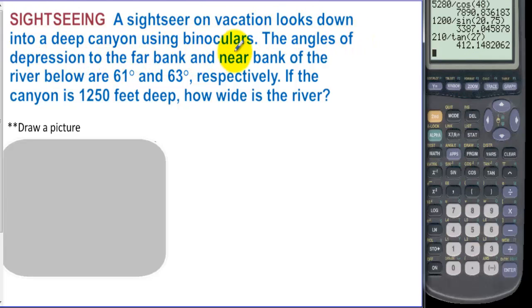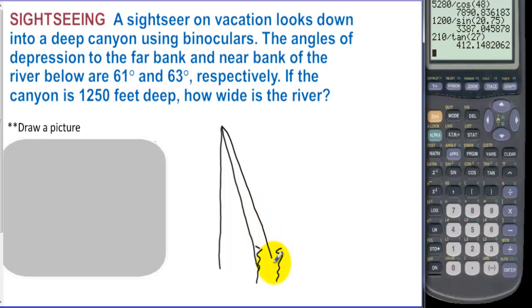A sightseer on vacation looks down into a deep canyon using binoculars. The angles of depression to the far bank and near bank of the river below are 61 and 63 degrees respectively. If the canyon is 1,250 feet deep, how wide is the river? So we have the canyon, and we have this river running through the canyon, and the person is on top looking down at one side of the river and looking at the other side, and determines the angles.